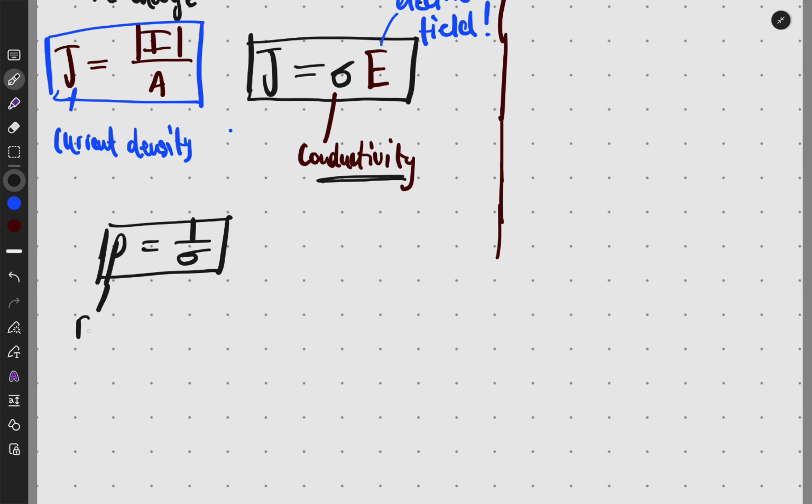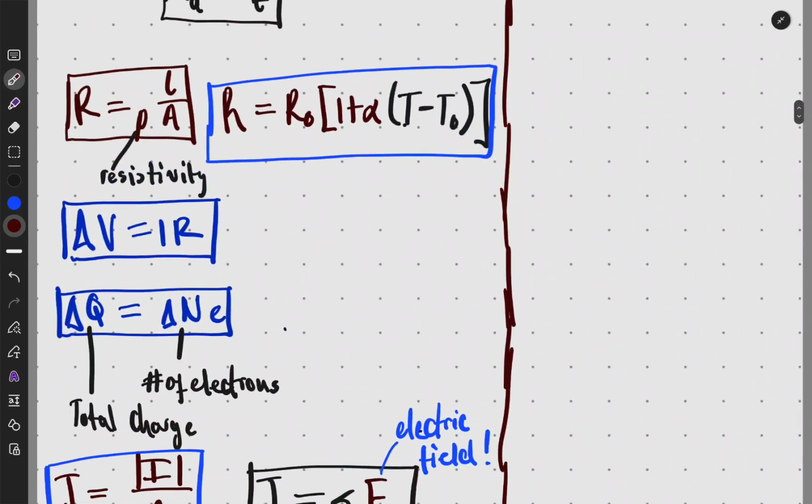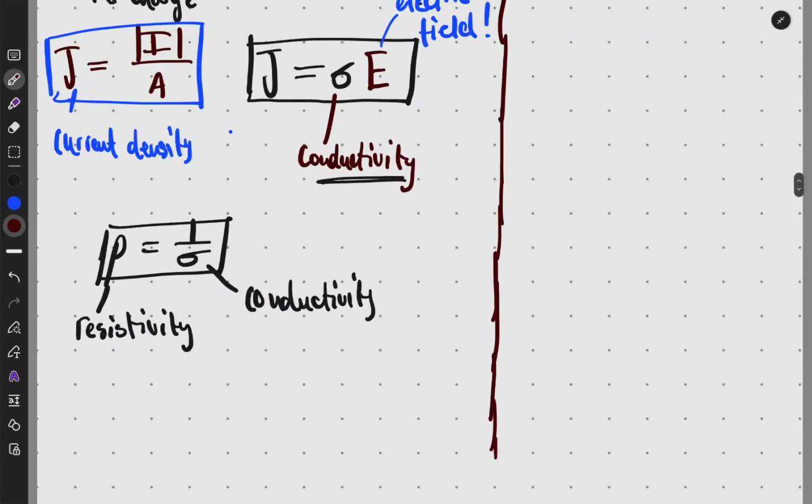So resistivity is the inverse of conductivity. Okay? This is the other thing to know. Do not forget it. So now we have this relationship between resistivity and conductivity as well. Okay? And the last thing, you are almost done.